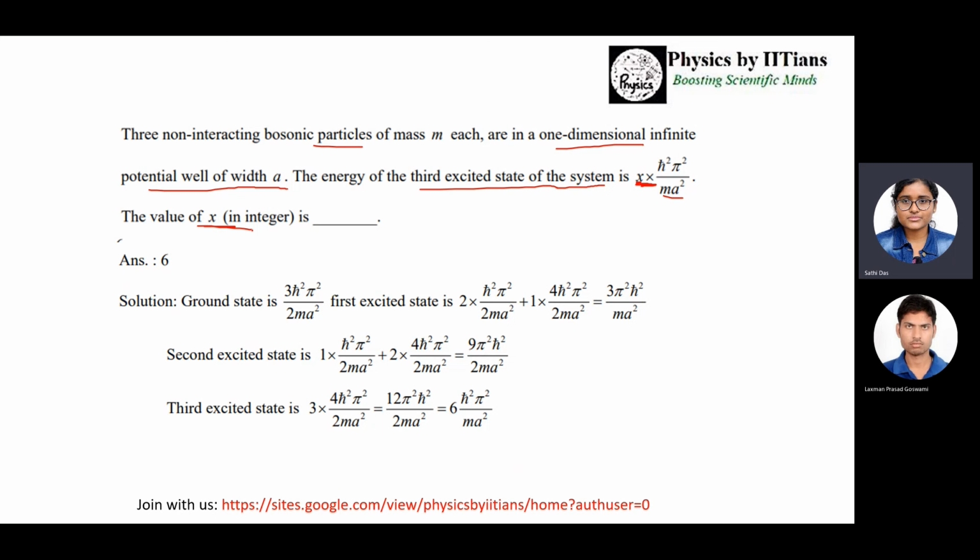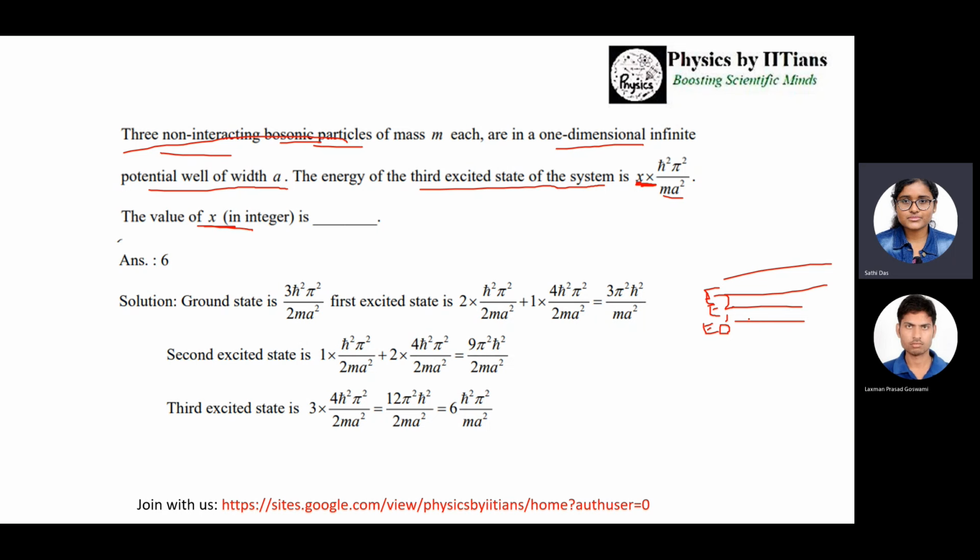What is x? First, it is given that there are three non-interacting bosonic particles. Since they are non-interacting, they will not interact with each other. Since we are taking bosonic particles, we know that bosons do not follow the Pauli exclusion principle. So suppose the ground state is E naught, and then there is the first excited state E1 and then E2 and so on. This way we can think of the energy levels for this one-dimensional infinite potential well.